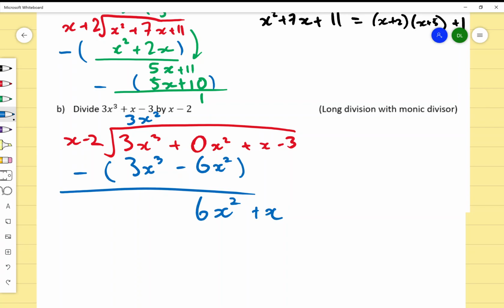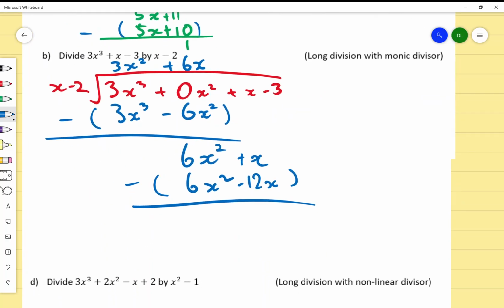What number do I have to multiply x by to get 6x squared? 6x, good. Positive or negative? Good. I'm going to write 6x. And then I write 6x squared. What's negative 2 times by positive 6x? Negative 12x. Once again, I subtract. What does that get me on the bottom? I get nothing here. Positive 1x take away negative 12x. What does that give me? Positive 13x. Am I done?